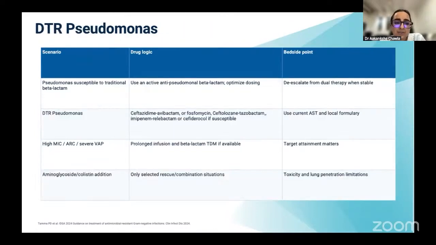Then difficult to treat Pseudomonas. If the Pseudomonas is susceptible to a traditional beta-lactam, then use an active anti-Pseudomonal beta-lactam and optimize the dose. If you're dealing with a difficult to treat Pseudomonas, then ceftazidime avibactam or fosfomycin are good choices. Other options like ceftolozane tazobactam, imipenem relebactam, and cefiderocol, if the isolate is susceptible, are not available in our country.